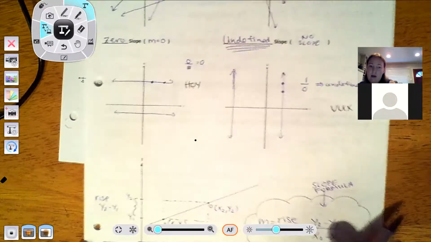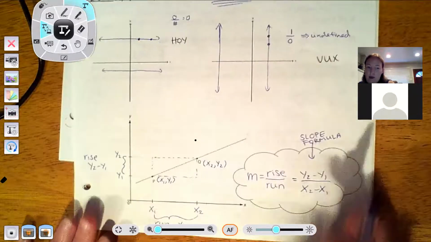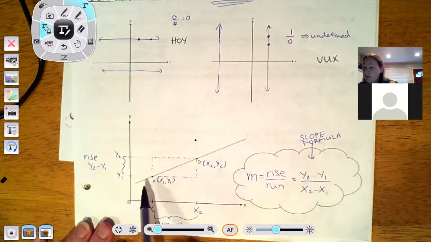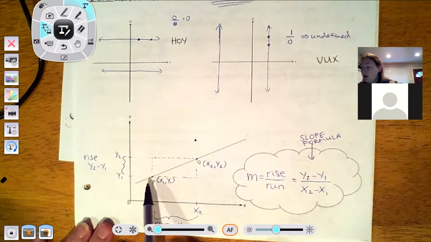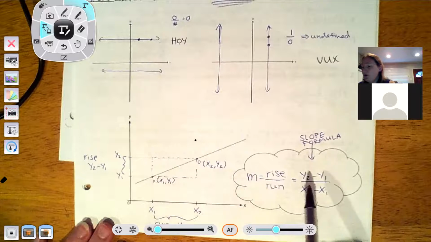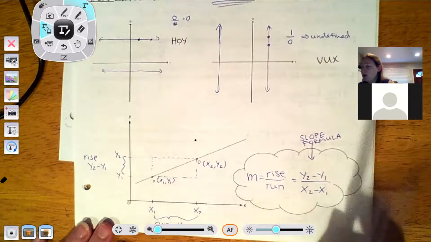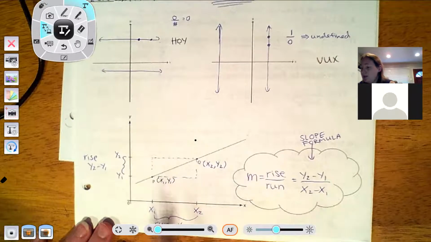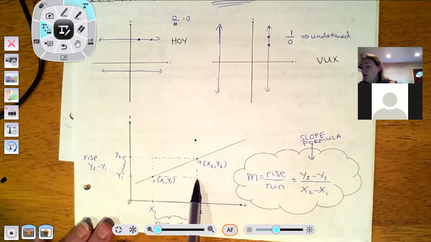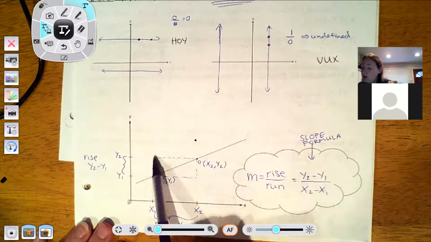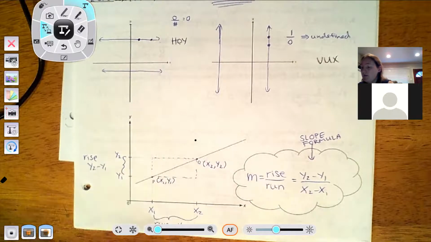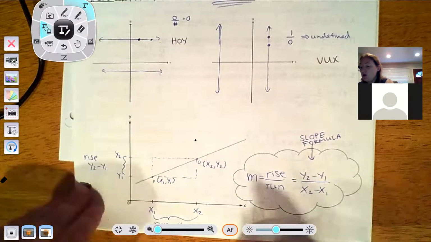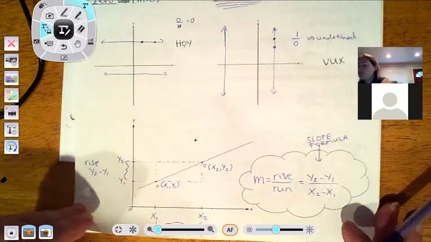And then the slope formula that you probably have seen before, rise over run, is y2 minus y1 over x2 minus x1. And that comes from, again, just thinking about the distance between your x coordinates, that's your run, and the distance between your y, that's your rise. And distance, you can determine that by finding the difference between the two coordinates, and difference is subtraction. So you can see why that works out.